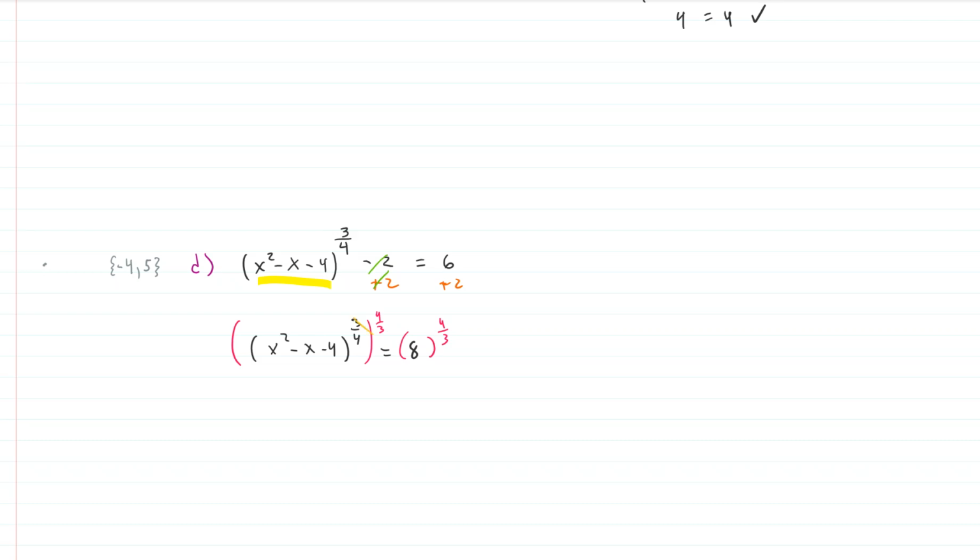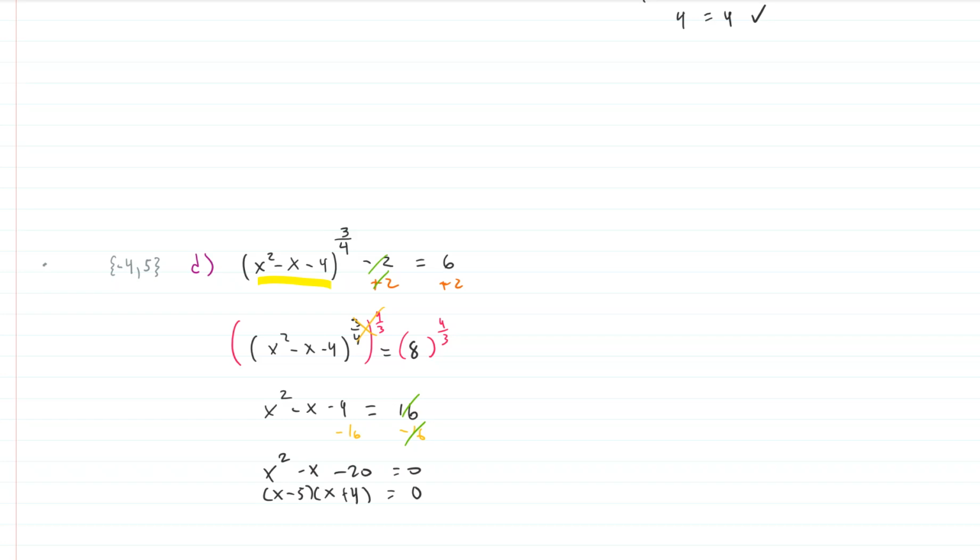We can see that we have some canceling of the powers, and we just get x squared minus x minus 4 equals the cube root of 8, which is 2, and 2 to the 4th power is 16. We get x squared minus x minus 20 equals 0. We've got to factor this into two things that multiply together to give us negative 20 and sum to negative 1. So that's x minus 5 and x plus 4.